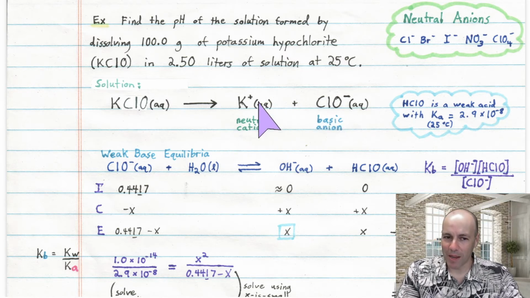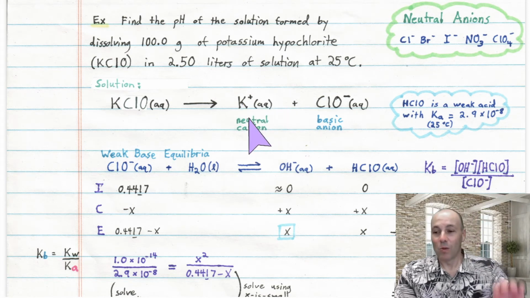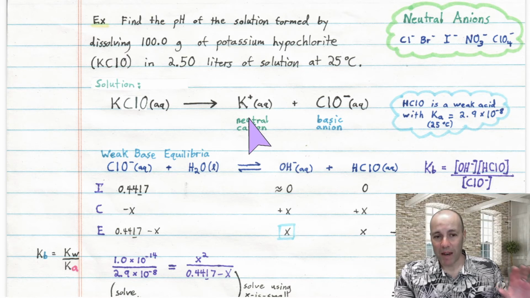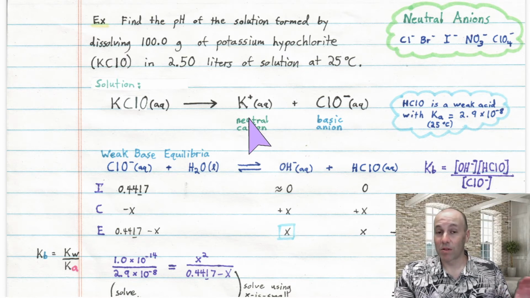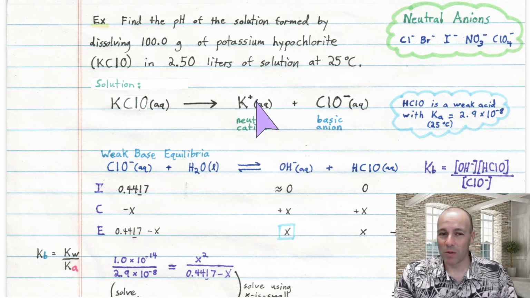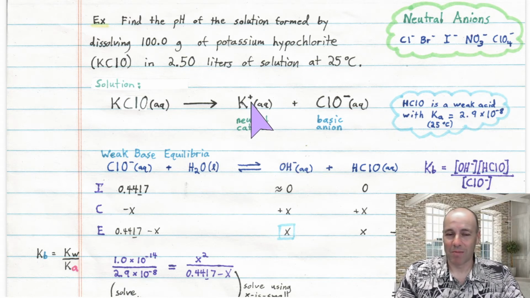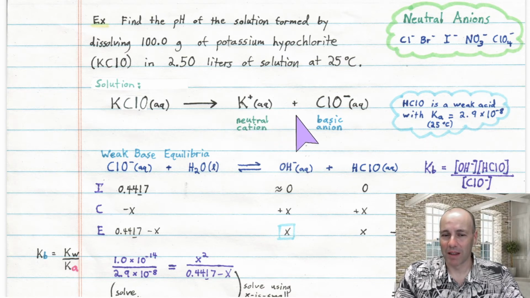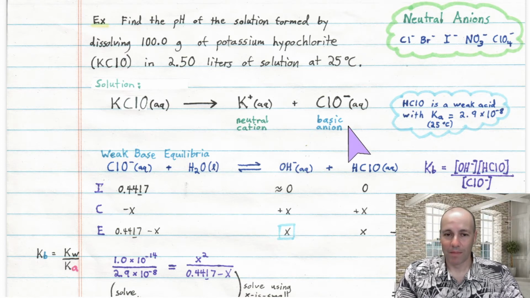Now, forget about the cation. That does not affect the pH. This is a neutral cation. We'll see in the next video that certain metal cations, if they're highly charged, can affect the pH. They can make it acidic. But if you're just dealing with +1 cations or +2 cations that are small, then they're not going to affect the pH hardly at all. Okay, so insignificant. The other anion, on the other hand, the hypochlorite anion, is a basic anion.